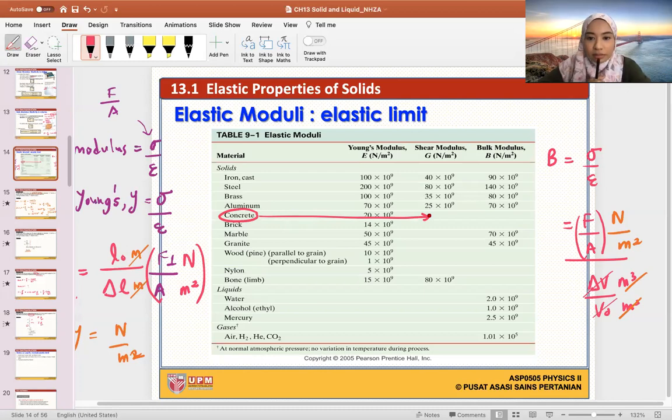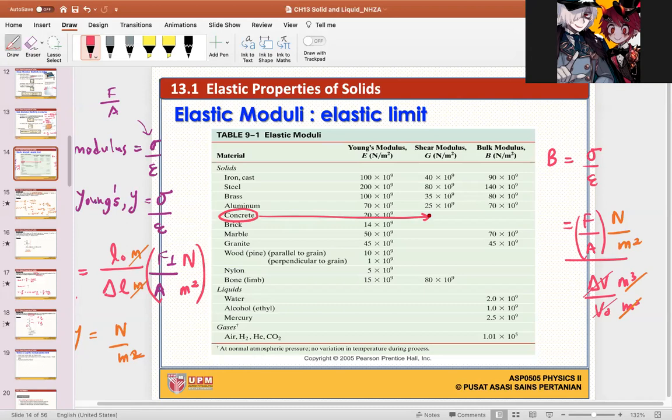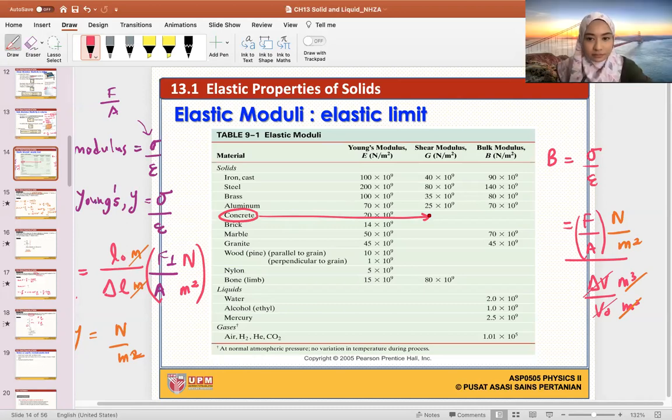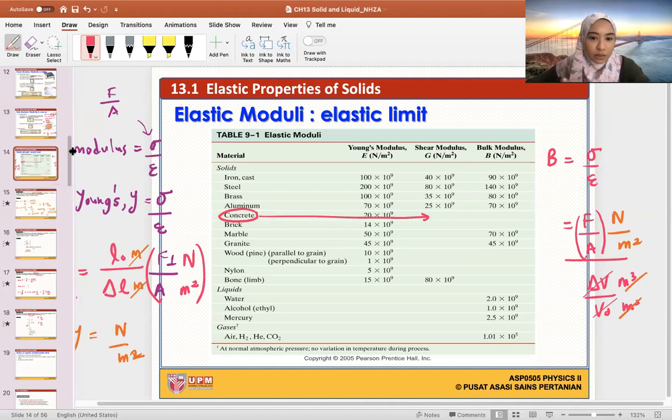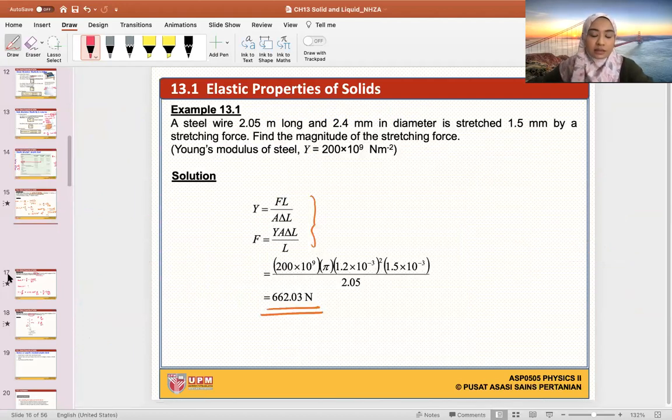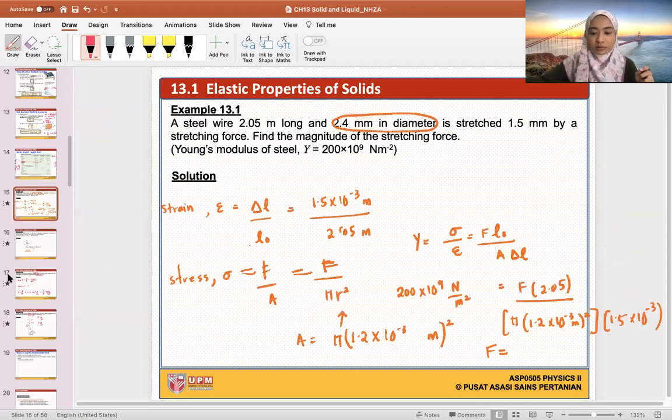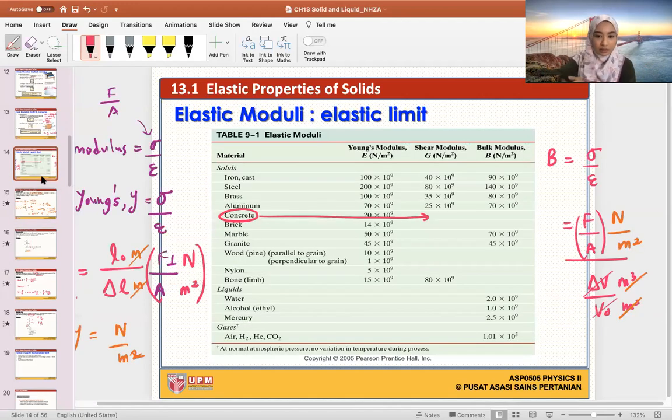Okay, why does concrete not have shear modulus? Can you apply shear stress on your walls? No. What happens if your walls can have shear stress or shear modulus? The house will collapse. Yeah, the house will collapse. So that is why some material only have Young's modulus, they don't have shear. Okay, so certain, not all solids have shear and bulk.